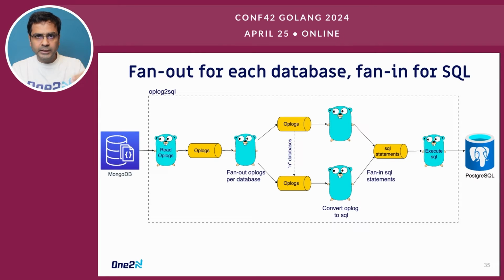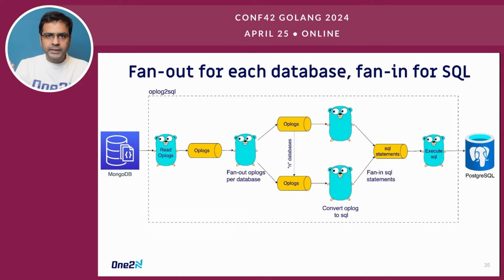We push this into the same channel, same oplogs channel. But on the other side, we have a single go routine, which will fan out these oplogs based on per database. So essentially what we're doing is we're segregating per database. So if you have n databases, we're going to create n number of channels.